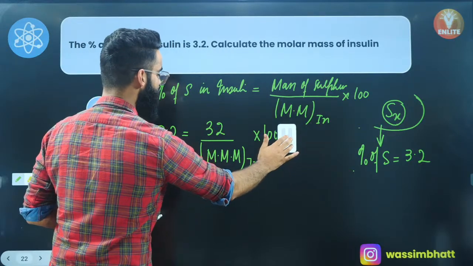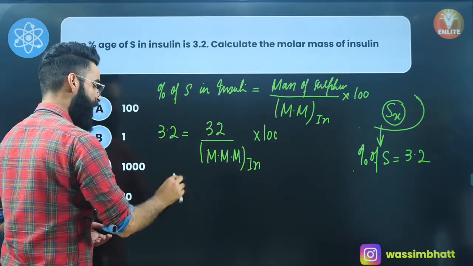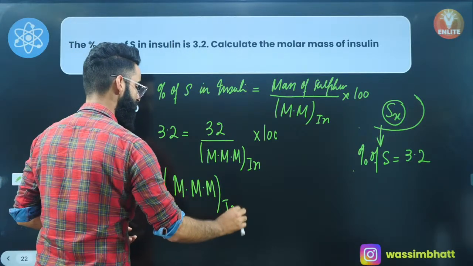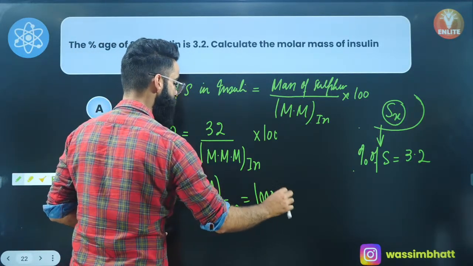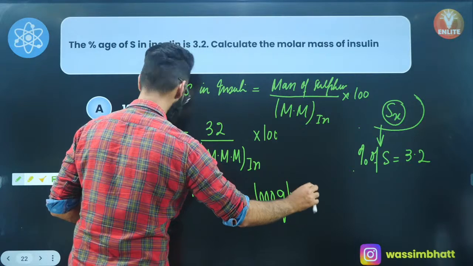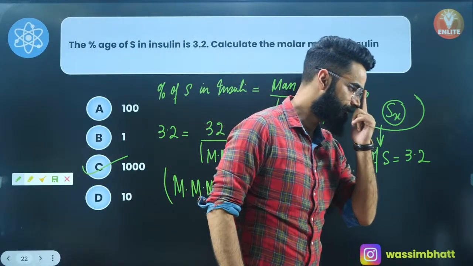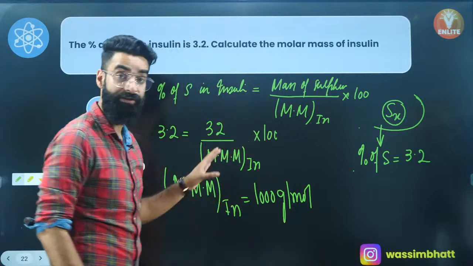Multiplied by 100, right? So the question is almost done. From here, you'll be calculating the minimum molar mass of insulin, and it's going to come exactly as 1000 grams per mole. That's all. Option C is the one that's correct, right? Simple and basic. I'm sure you can easily solve these sort of questions.